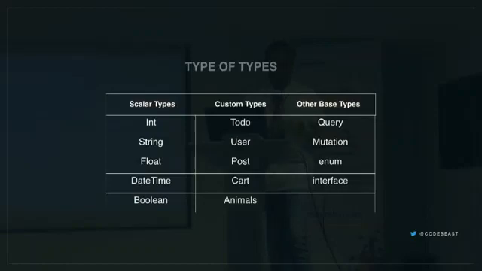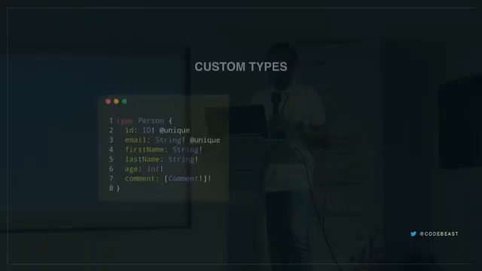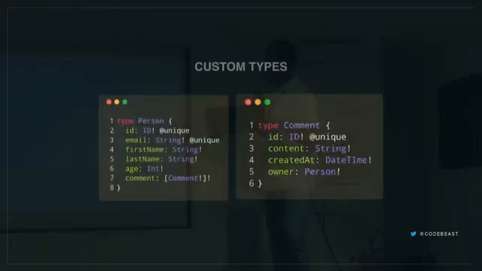Then other base types, which are GraphQL defined, are things like interface, enum, mutation, and query. And you're going to see the differences between those base types now. So these are what custom types look like. You've seen them previously. We have a person type with different fields. We have a comment type with different fields. And you can see we are building a relationship here.